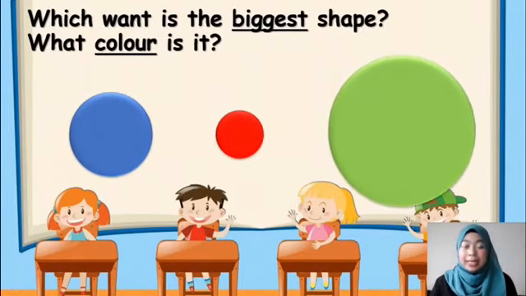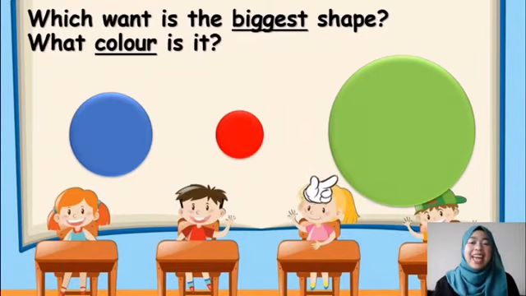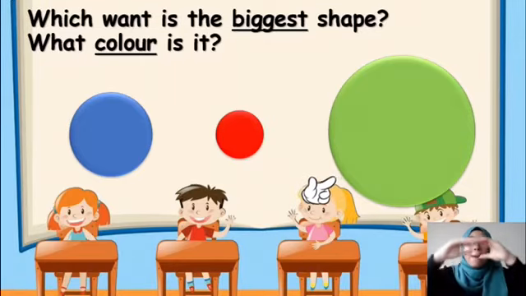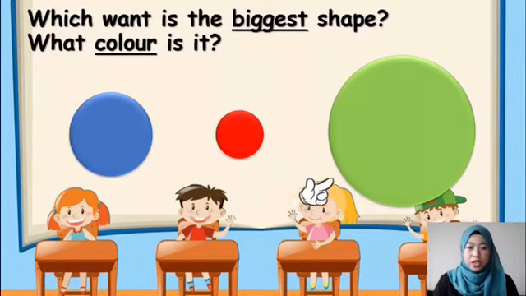Which one is the biggest shape? Which one is the biggest shape? What color is it? Which one? Can you say what color it is? Yes, this one, the green color. That is the biggest circle shape. Well done, children.